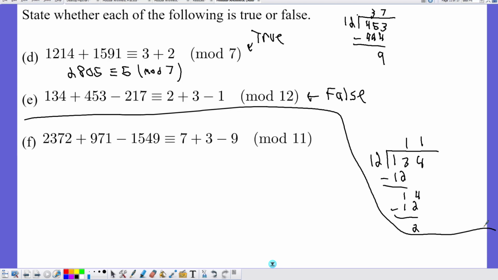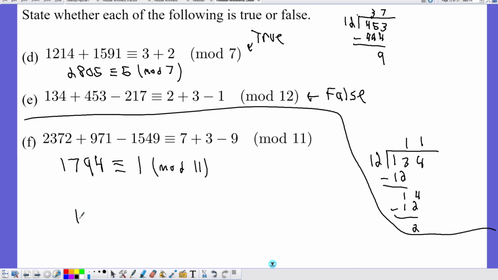Then, for the last one, sometimes it's easier just to throw everything together, add it all up. So 2,372 plus 971 minus 1,549. That is 1,794. Is that congruent to, well, 7 plus 3 minus 9, which is 1? Is that congruent to 1 mod 11?